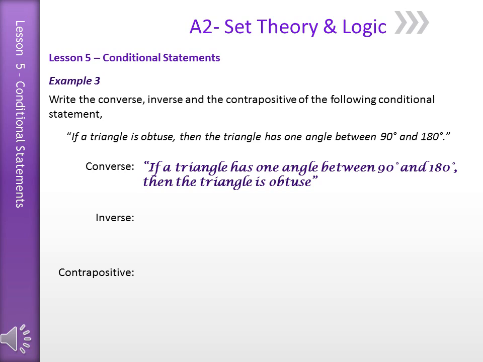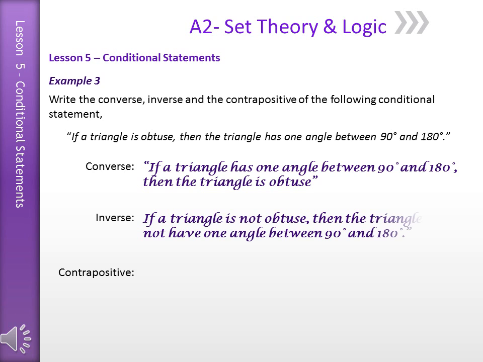The inverse is taking the original conditional statement and negating both the conclusion and the hypothesis. So the inverse would be, if a triangle is not obtuse, then the triangle does not have one angle between 90 degrees and 180 degrees.